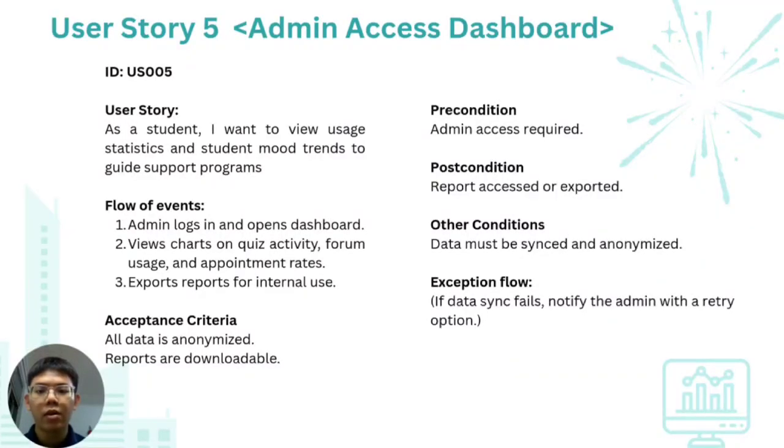The user story: an admin wants to view usage statistics and student mood trends to guide support programs. The flow of events is, first, the admin logs in and opens the dashboard, then views charts on quiz activity, forum usage, and appointment rates, and the last is export reports for internal use. The acceptance criteria is all data is anonymized and reports are downloadable. The precondition is admin access required and the post-condition is report accessed or exported. The other condition is data must be seen and anonymized, and the exception flow is if data fetch fails, notify the admin with a retry option.